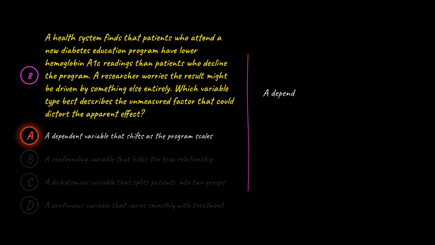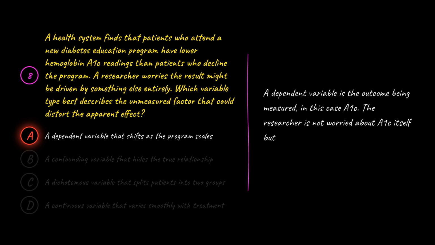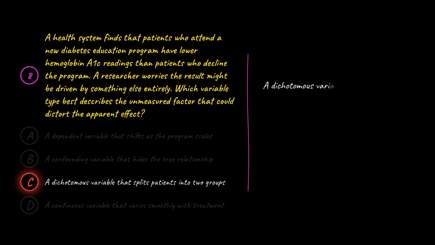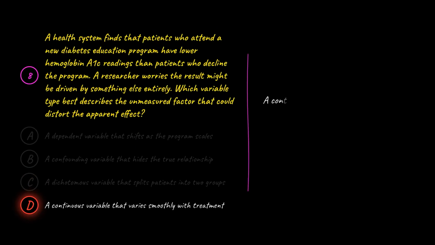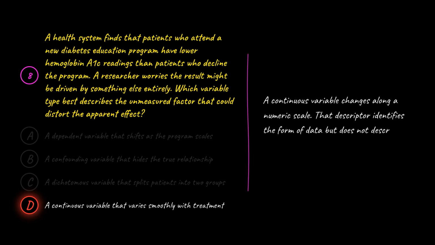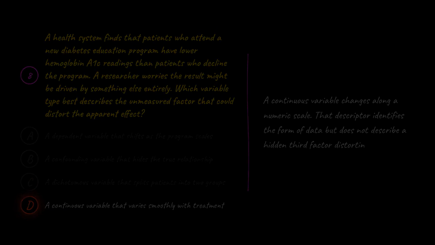A is wrong because a dependent variable is the outcome being measured, in this case A1C. The researcher is not worried about A1C itself, but about an external factor influencing it. C is wrong because a dichotomous variable simply splits a population into two categories. While participation in the program is dichotomous, that descriptor does not address the concern about hidden distortion. D is wrong because a continuous variable changes along a numeric scale. That descriptor identifies the form of data but does not describe a hidden third factor distorting the effect.